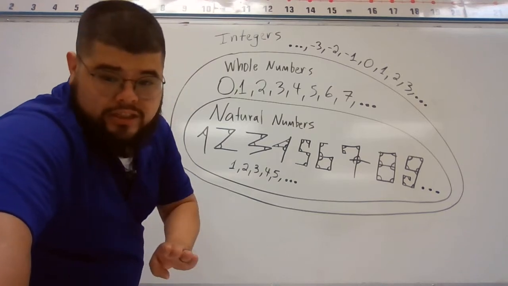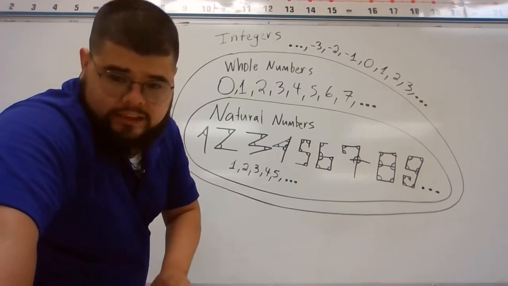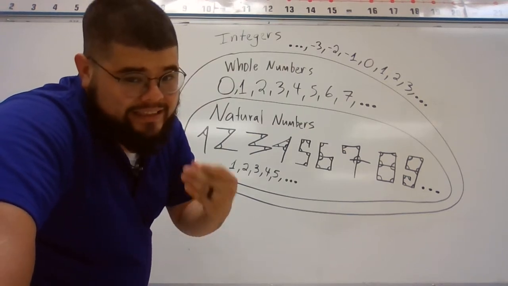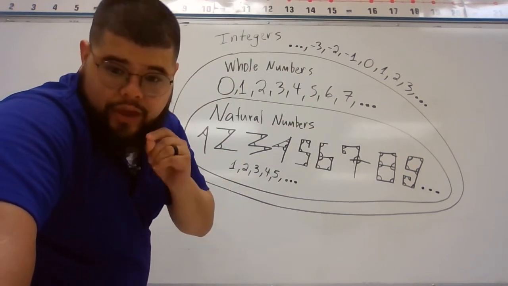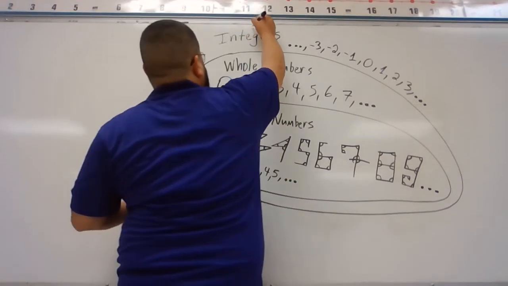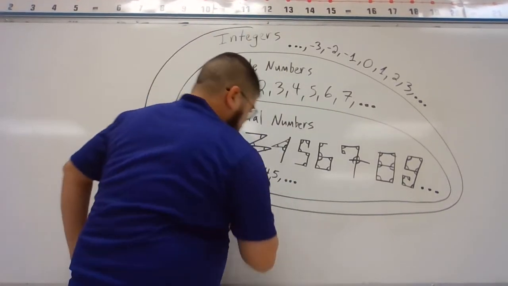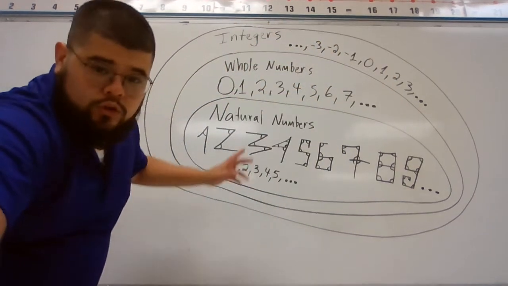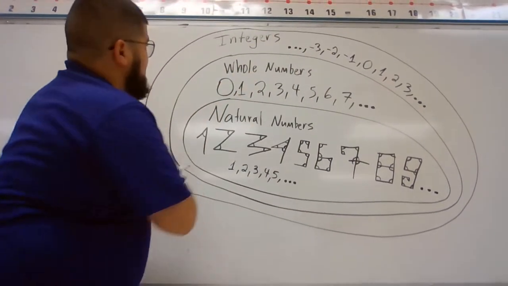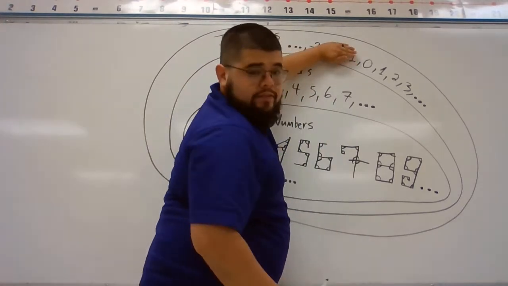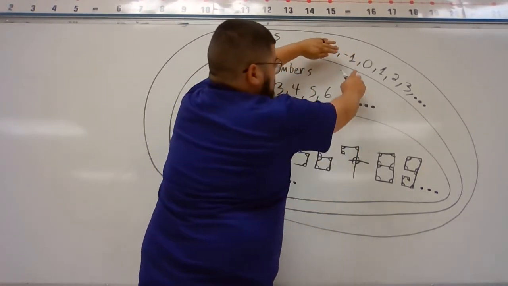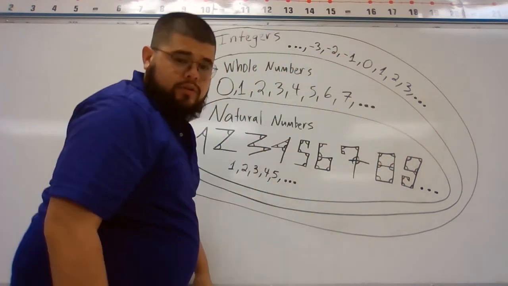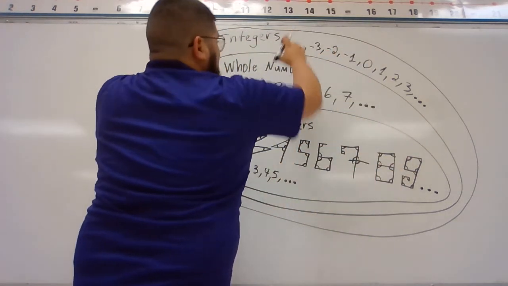Notice I have not mentioned decimals or fractions yet. No decimals, no fractions in the integers. You have to keep that in mind, because the most common mistake is to think that there are decimals or fractions in integers. There are not. So those are the integers. And notice that the whole numbers, if I covered up the negatives, would be whole numbers. If I covered up the 0 and negatives, it would be the natural numbers. So that's why these are inside of the other one.